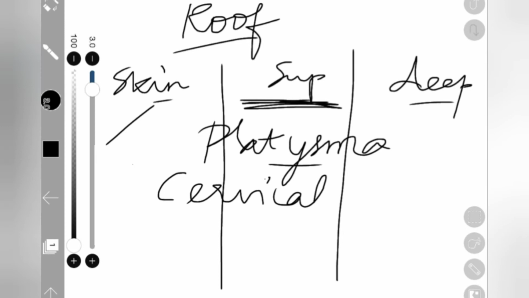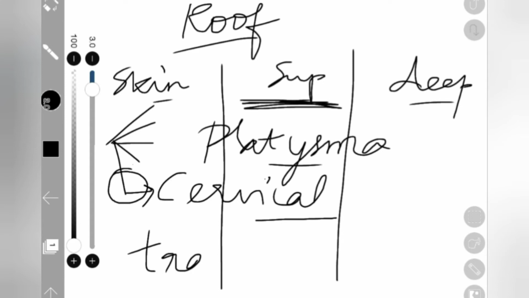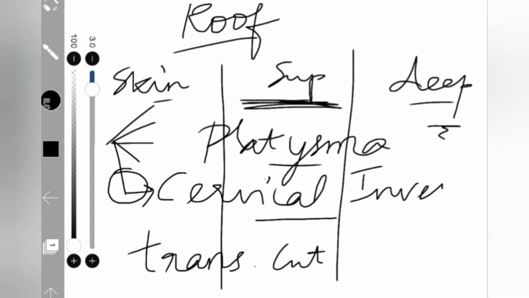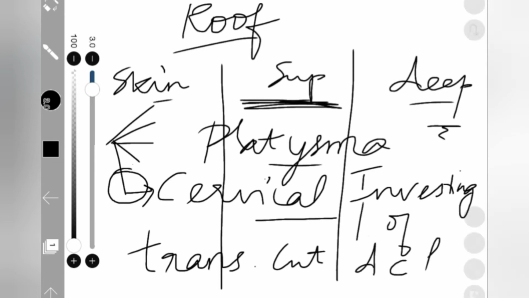So you have the cervical branch of the facial nerve, and the transverse cutaneous nerve of the neck. And the deep fascia is formed by the investing layer of the deep cervical fascia.